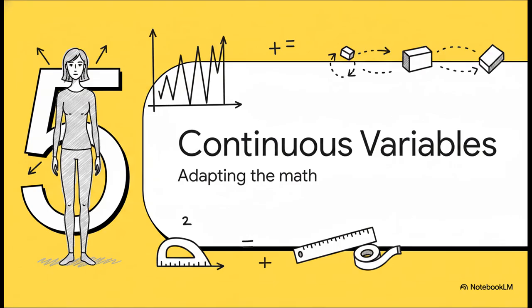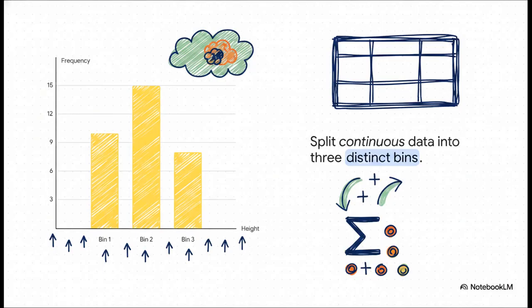Section 5. Handling continuous variables. But wait. Earlier we noted that mutual information is fantastic for mixed data. So how exactly do we apply this discrete grid-like table method to a continuous variable, like human height? The solution is incredibly elegant. We simply create a histogram of the continuous values. By splitting that continuous data up into distinct bins, we can basically treat each bin as its own discrete category.